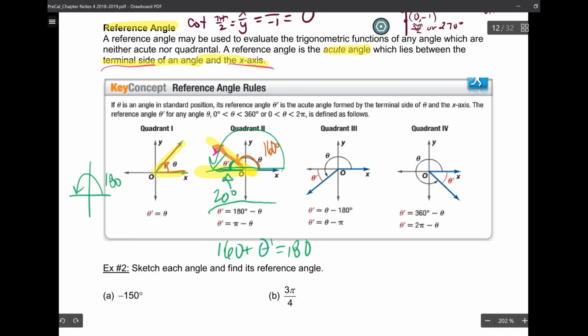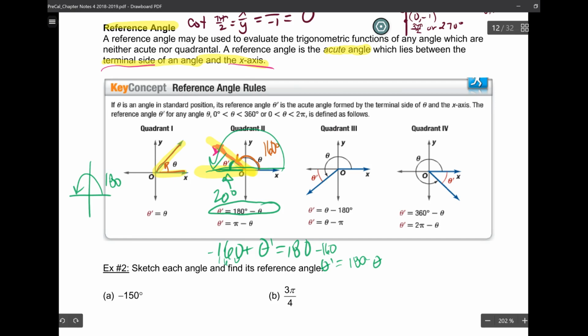So that is what this means right here. The difference is, if I just subtract my angle from both sides, I have my reference angle is equal to 180 minus whatever my theta is. That's all this is saying. And of course, it's the same thing when you work with radians.